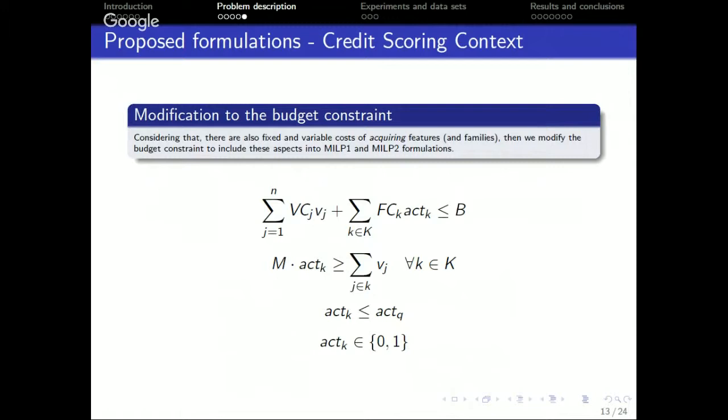You activate the fixed cost if you are using at least one of the features inside the family, and of course there are some precedence constraints. Then the basic constraint is replaced by these three families of constraints.